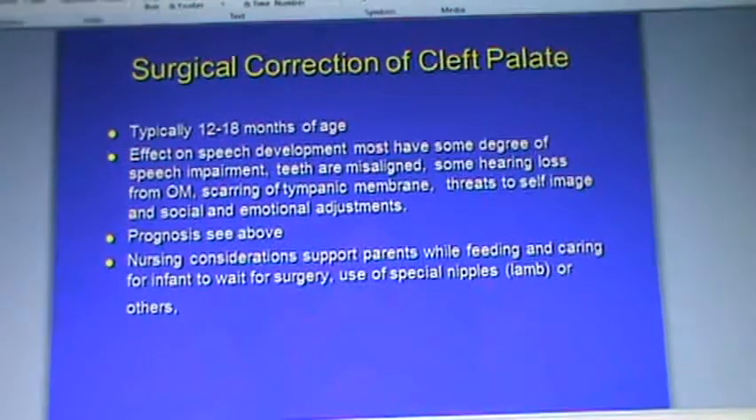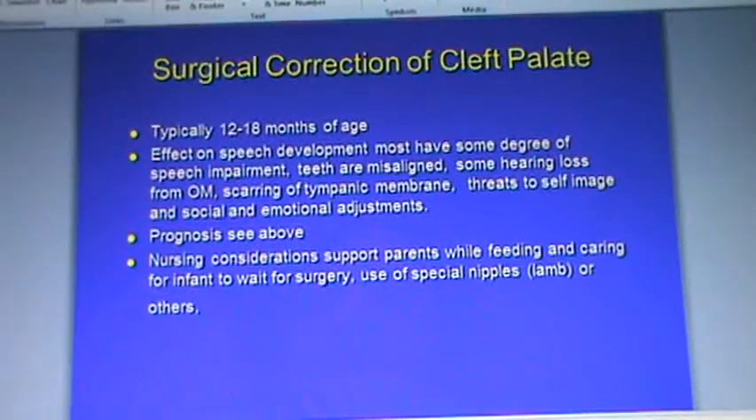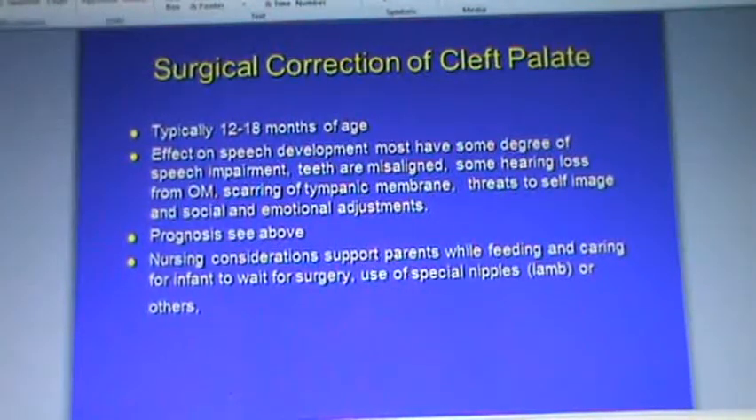Surgical correction of the cleft palate. Typically 12 to 18 months of age. Effects on speech development, must have some degree of speech impairment. Teeth are misaligned, some hearing loss from otitis media, scarring of the tympanic membrane, threats to self-image, and social and emotional adjustments. Prognosis is that of above.